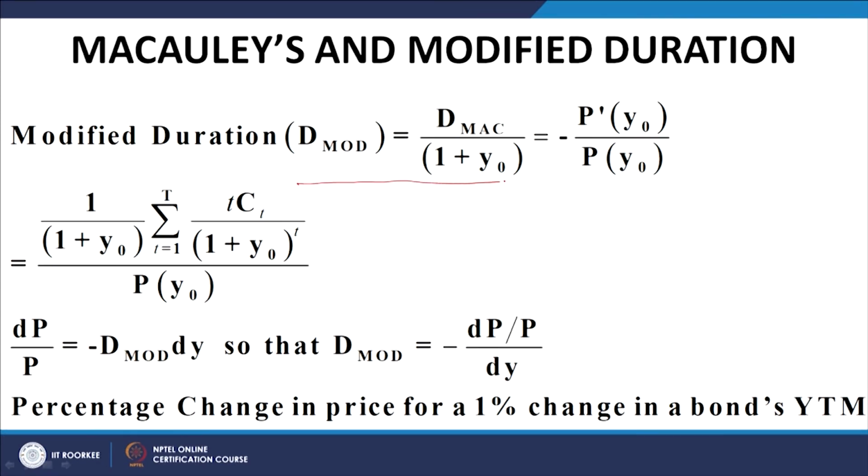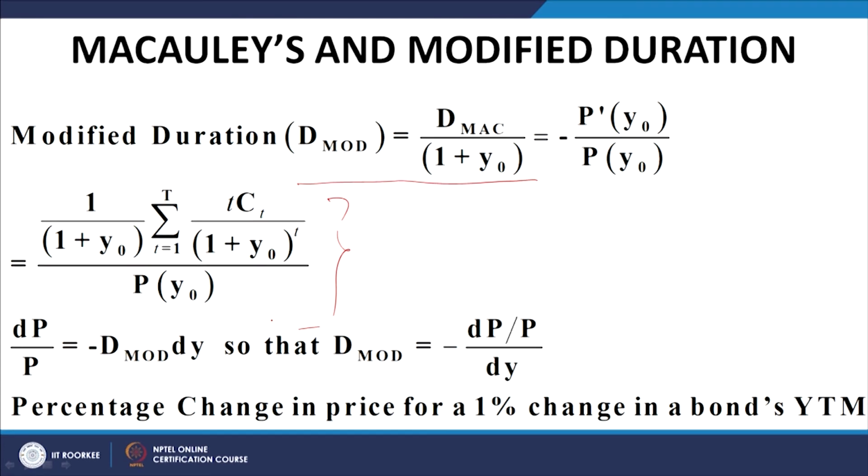The relation between modified duration and Macaulay's duration is important. The modified duration is given by the Macaulay's duration normalized by a factor of 1 plus y0. In terms of the explicit values of the cash flows, it is given by the expression that I enclose within the curly brackets: 1 upon 1 plus y0, summation of t times C_t upon (1 plus y0) to the power t, divided by the current market price.